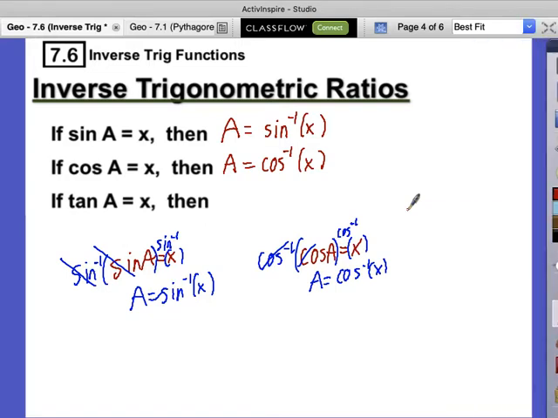Any guesses what I'm going to write for if tangent of A equals x, then what? A equals inverse tangent. A is equal to the inverse tangent of x. Once again, we're really original with our names here, guys. What's the inverse of sine? Inverse sine. What's the inverse of cosine? Inverse cosine. What's the inverse of tangent? Inverse tangent. Not too hard. So, really creative with our names. That's one of my favorite parts of math, is just how creative we are with names.